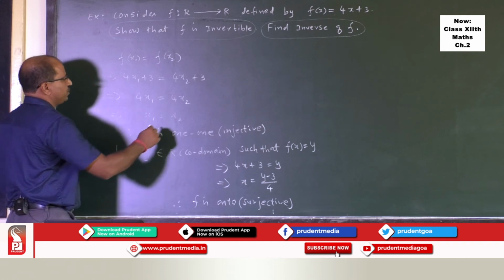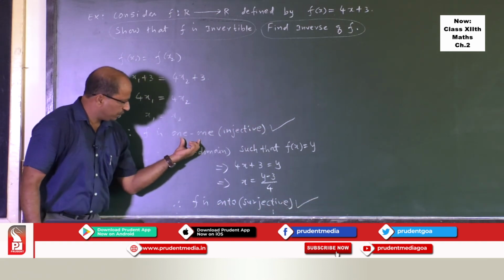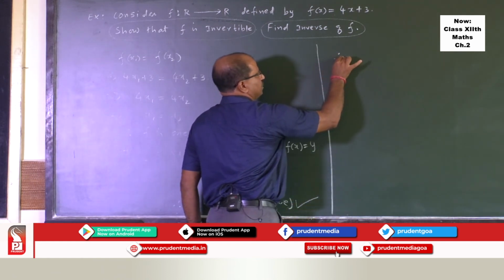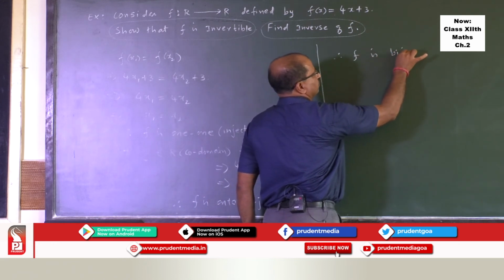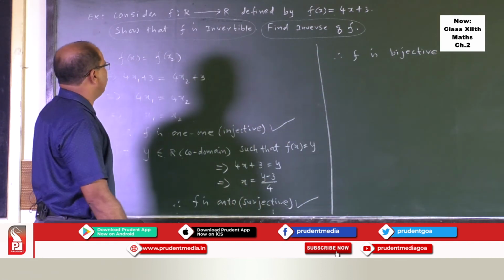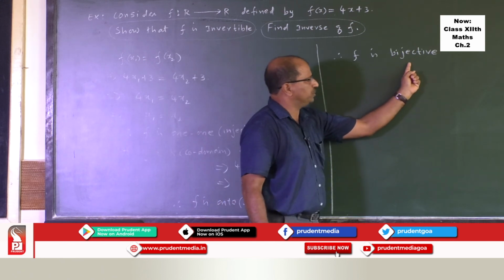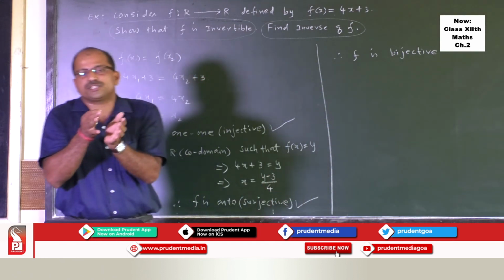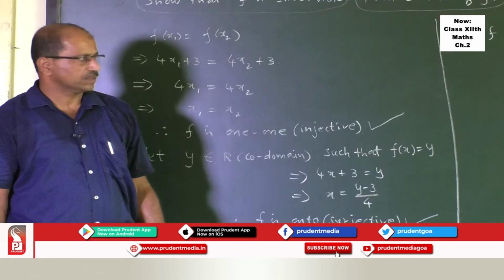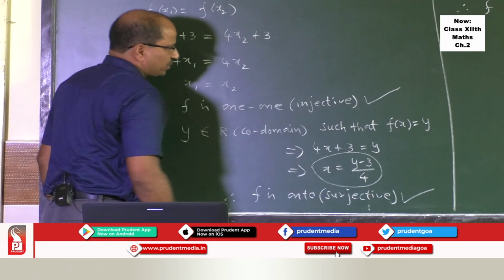So here we have proved the function is 1 1, and we have proved that the function is onto. If the function is 1 1 as well as onto, then the function is bijective. f is bijective, both 1 1 as well as onto. And what is the statement we made earlier? We made a statement for inverse. If the function is 1 1 as well as onto, that is function is bijective, then there exists a function g such that f composite g and g composite f will be equal to identity function. So what is that g?